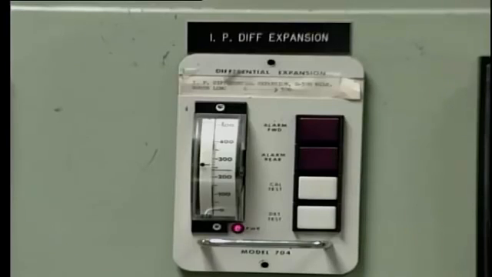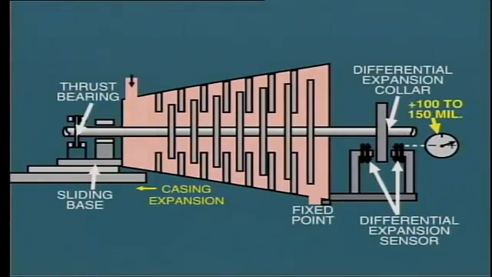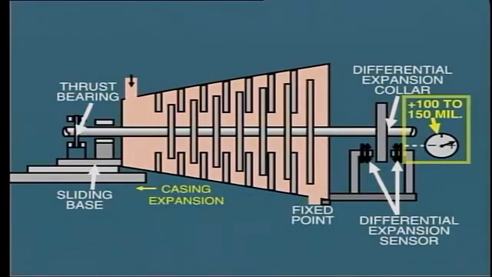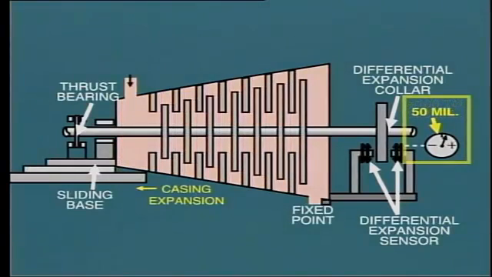Differential expansion is measured and indicated at the operator's control panel or console. Typically, during startup, we will observe a positive differential expansion increasing continuously up to about 100 or 150 mil. We may have to restrict loading in order to keep from exceeding this level. Eventually, as the casing expands further and further, the differential will decrease and probably settle down to, say, plus 50 mil.